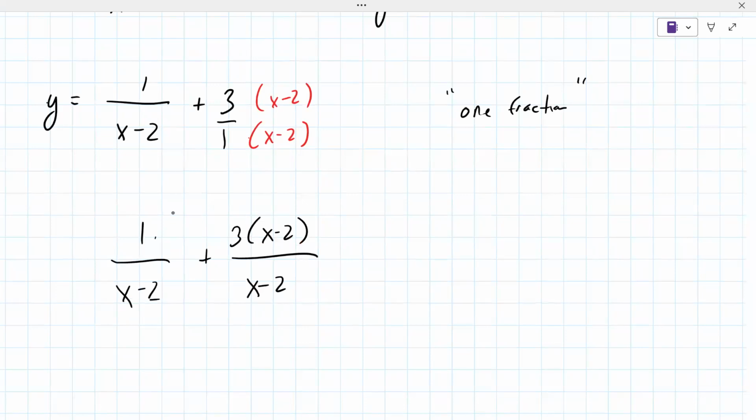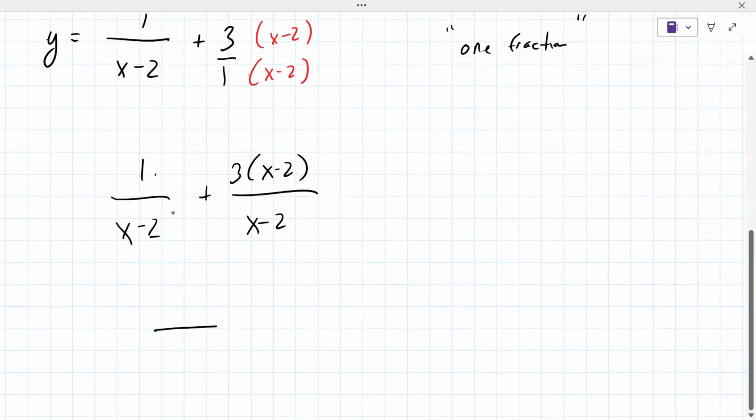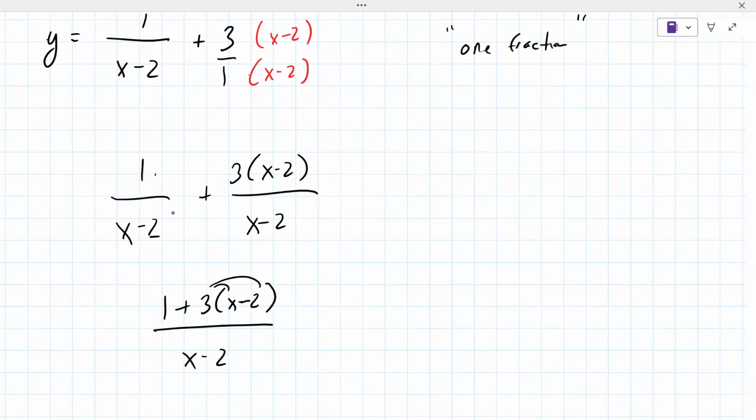Over x minus 2. Since the bottoms are the same, you can now combine the tops to 1 plus 3 times x minus 2. But at some point, you have to distribute that 3 in. Can you tell me what that becomes? What happens when you distribute that 3 in? It would be 1 plus 3x minus 6.